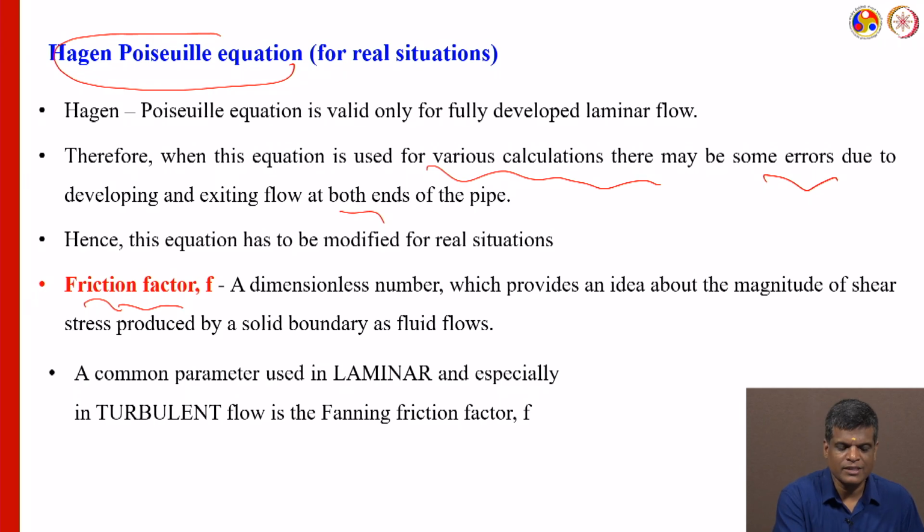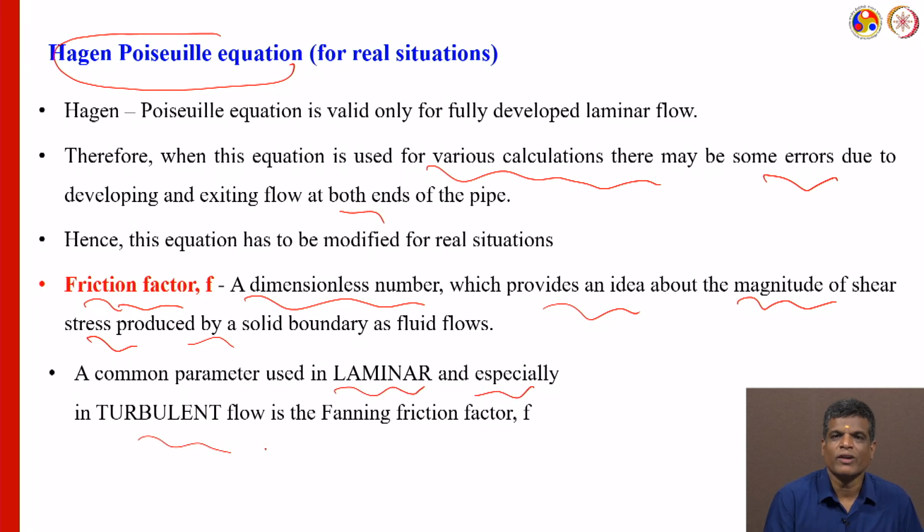The friction factor is a dimensionless number which provides an idea about the magnitude of shear stress produced by the solid boundary as a fluid flows. Commonly, for laminar and especially turbulent flow, we use what is called the Fanning friction factor, F.